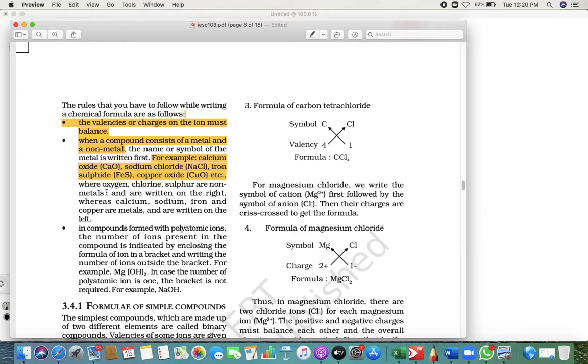So which element should be written first or last? There are rules. The first rule, as I said, is that the metal should be written first and the non-metal should be written next.